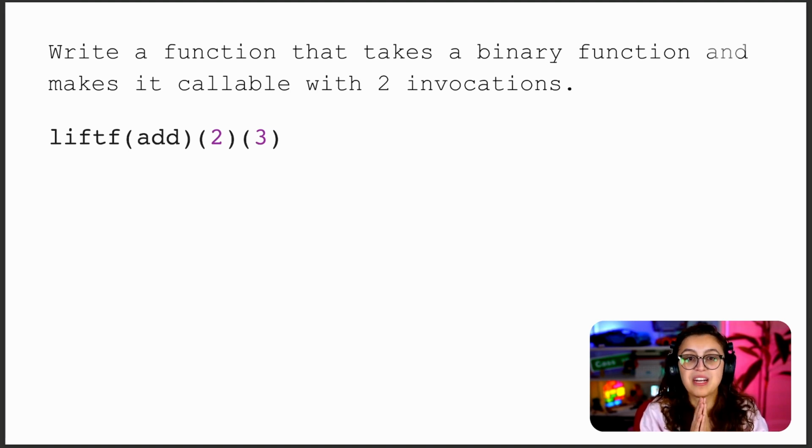Okay, write a function that takes in a binary function, so a function that has 2 parameters, and makes it callable with 2 invocations. And so a binary function is our add that we had before, where it takes in the a and b, and you can pass that in and then have another function that has 2 and another function that adds 3. I know these are all very similar, but I promise we're leading up to something.